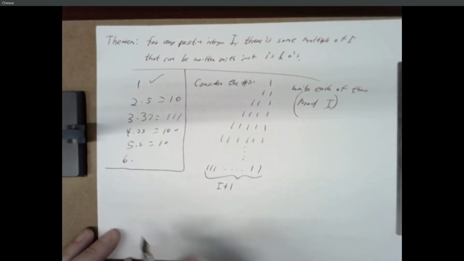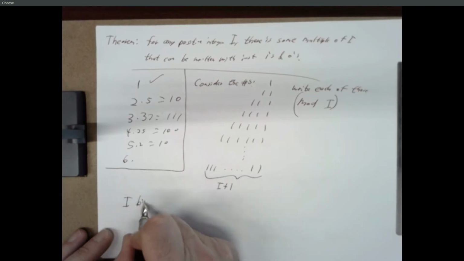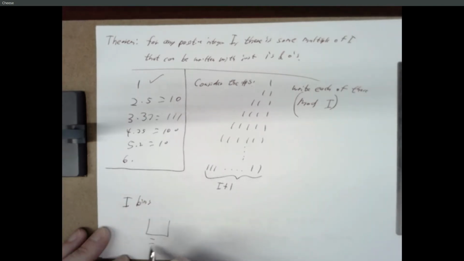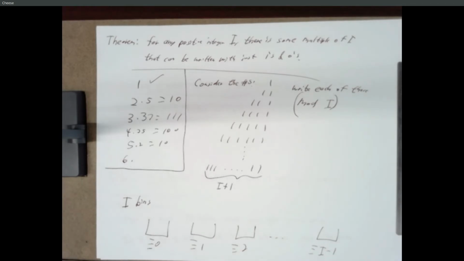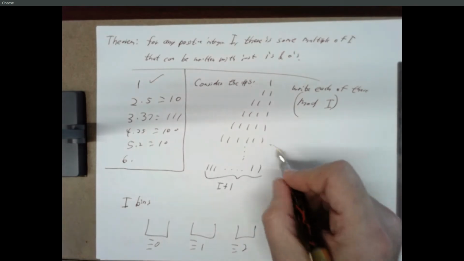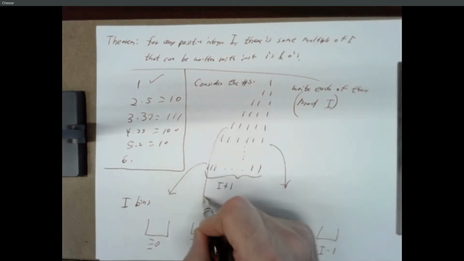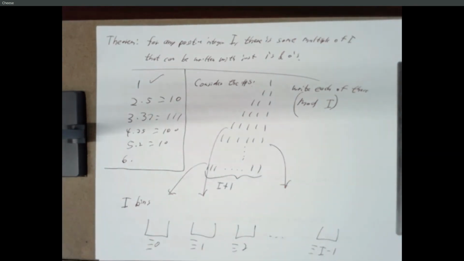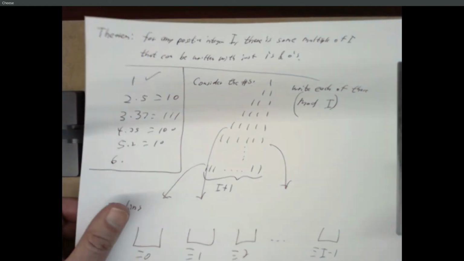Right? So make I bins. This is congruent to 0. This is congruent to 1. This is congruent to 2. This is congruent to I minus 1. So there's our I bins. And we have I plus 1 numbers, and we're going to place them into these bins according to their congruence. What's the pigeonhole principle tell us? Some of them have to double up. There's at least one bin that contains 2 numbers of this form.